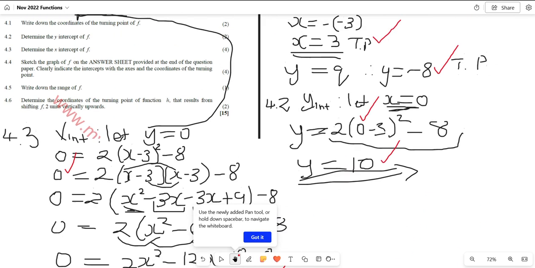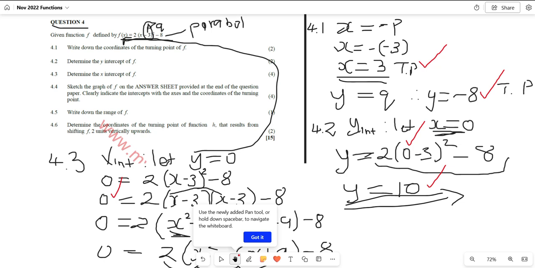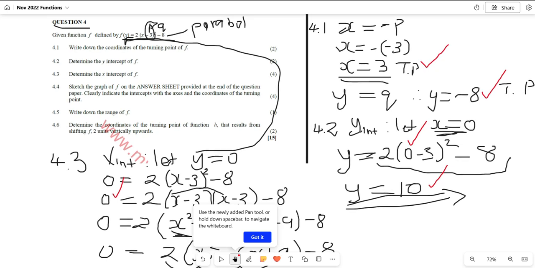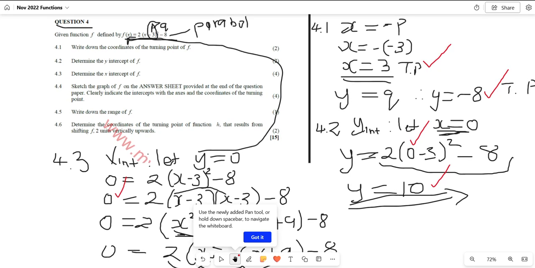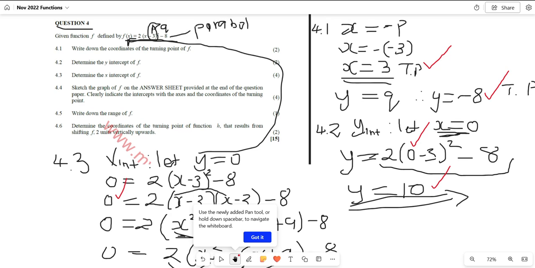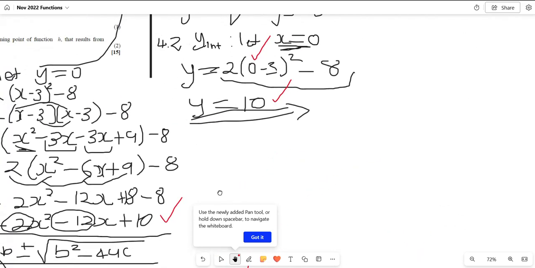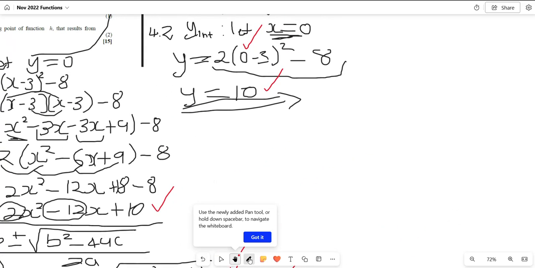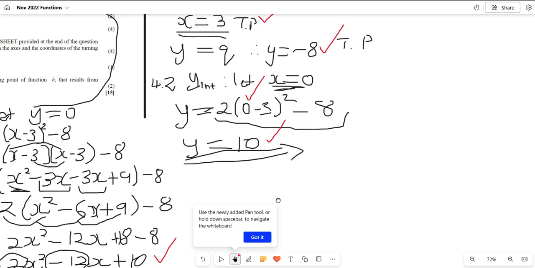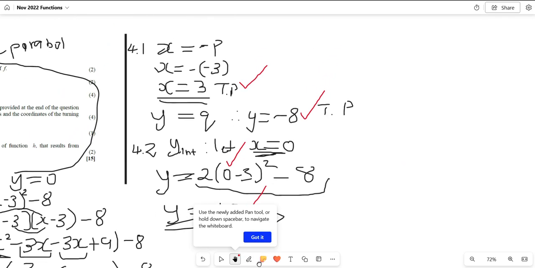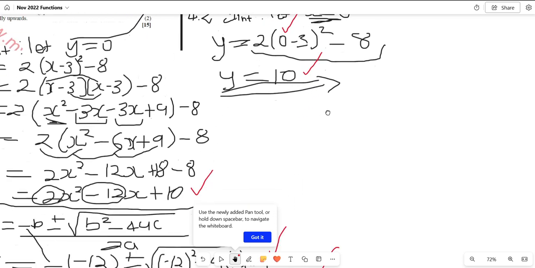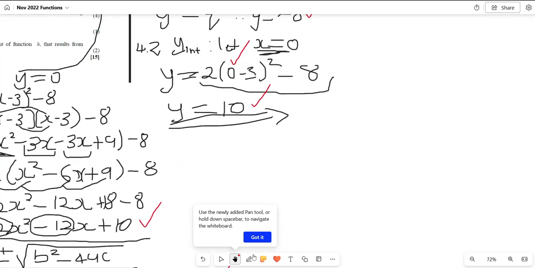Then 4.4 says: sketch the graph of f on the answer sheet provided at the end of the question paper, clearly indicating the intercepts with the axes and the turning point and the coordinates of the turning point. Mark allocation there, 4 marks. Then let us sketch there. We have y of 10. We have turning point 3, negative 8. And we have 5 and 1 there.